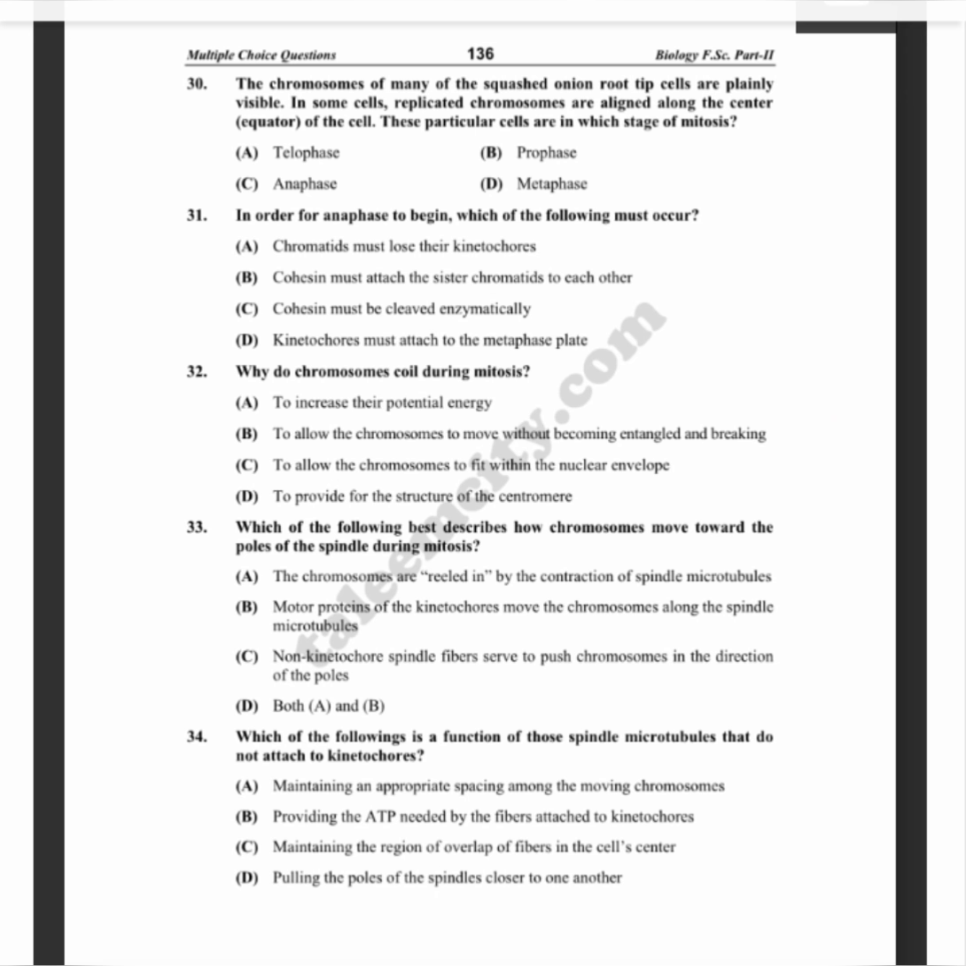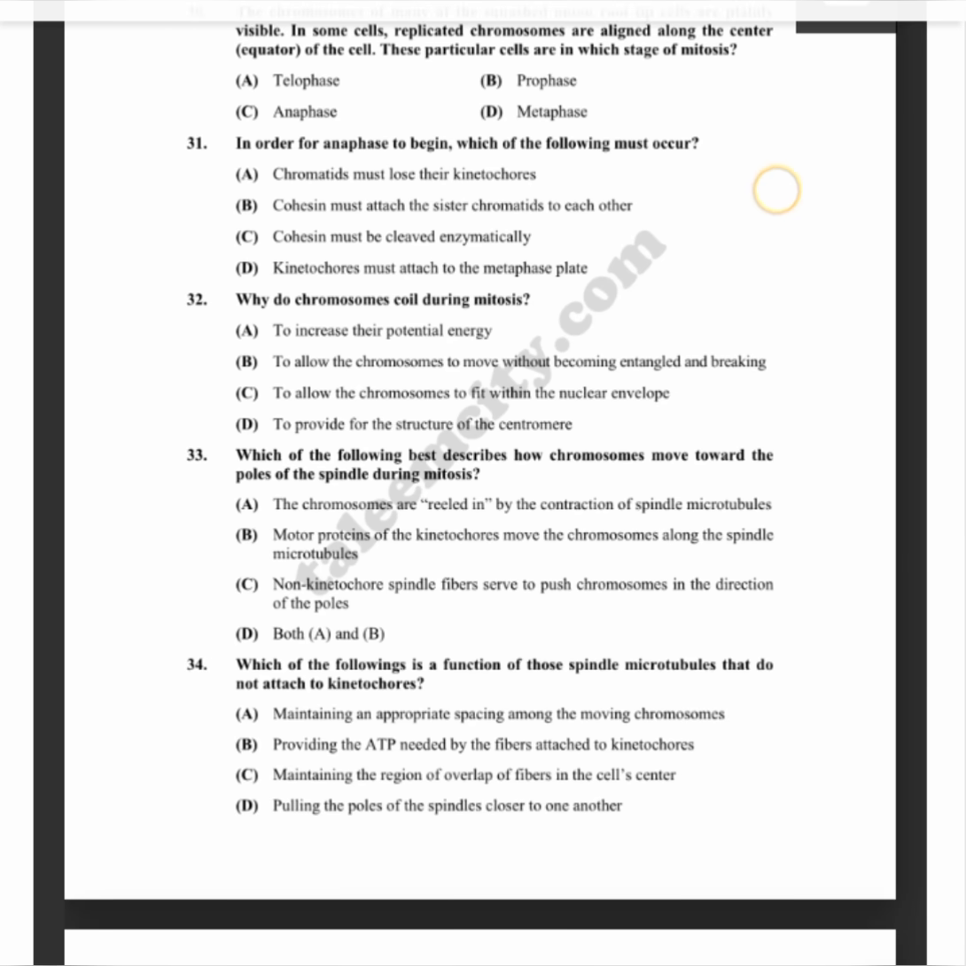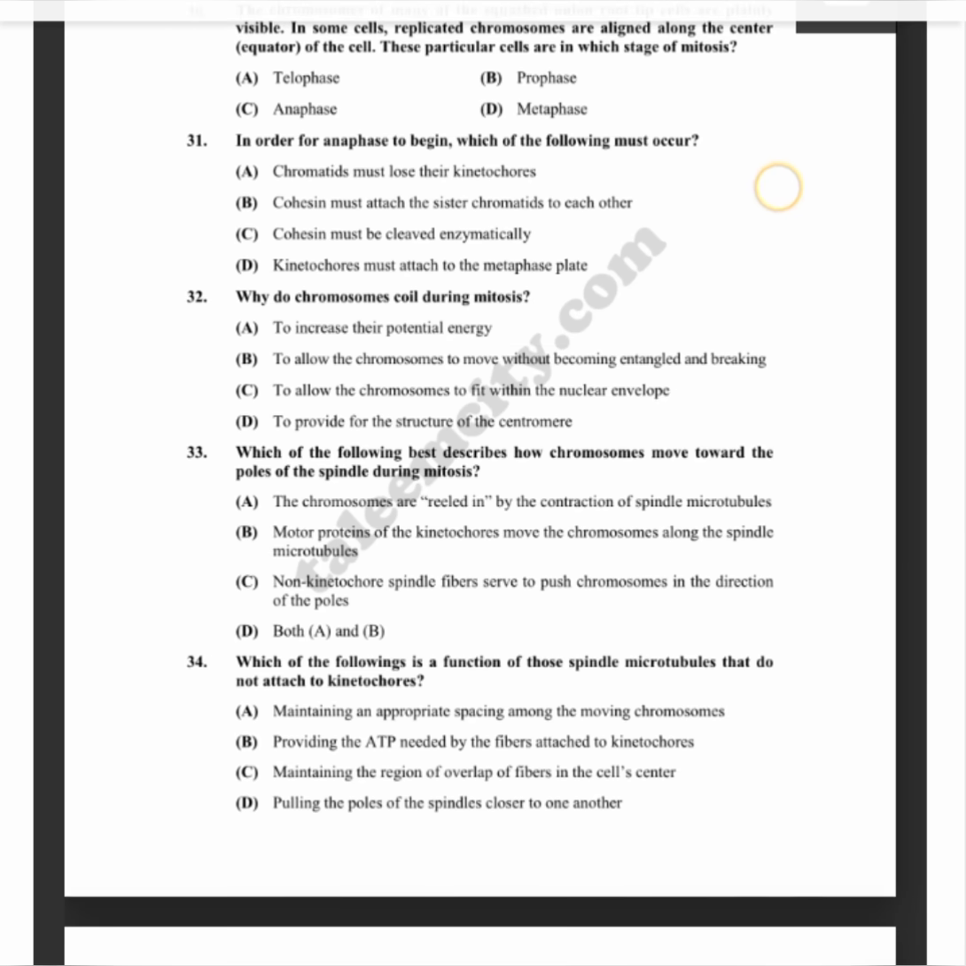MCQ number 31. In order for anaphase to begin, which of the following must occur? Cohesins must lose their kinetochores. Cohesins must attach the sister chromatids to each other. Cohesins must be cleaved enzymatically. Kinetochores must attach to the metaphase plate.